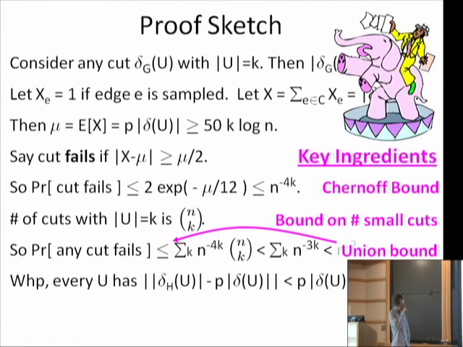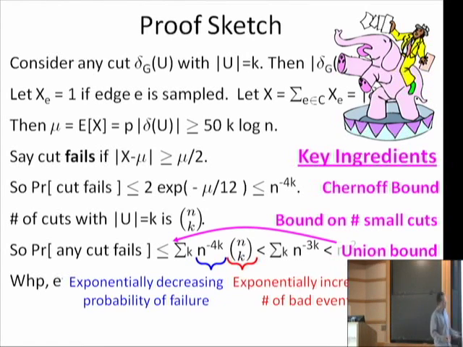So the key point I want to make here is that there are three important ingredients to this argument. First of all, we needed the Chernoff bound to analyze the deviation of a single cut. Then we wanted to bound the number of small cuts. And then we did this union bound, which uses this idea of having an exponentially small failure probability fighting against this exponentially increasing number of bad events with a particular parameter k. And so then the arithmetic works out, and you get that no bad events happen.